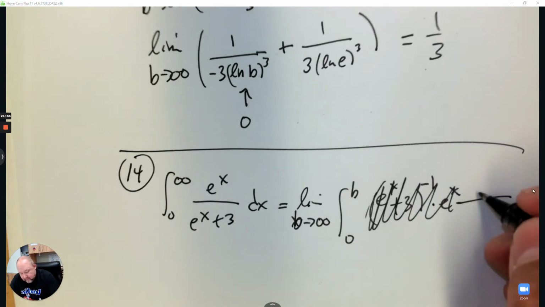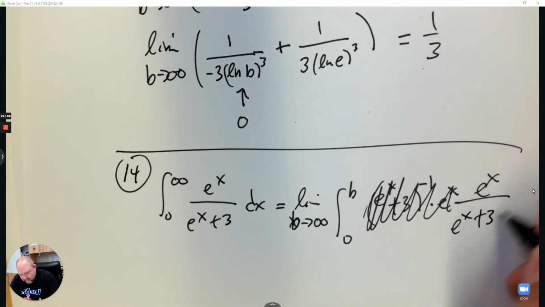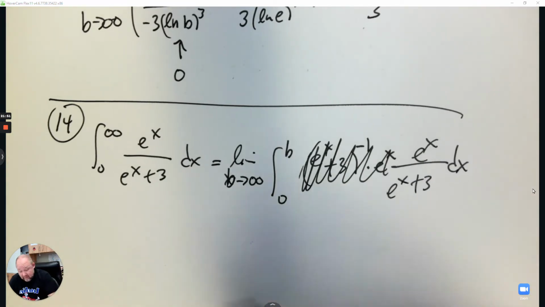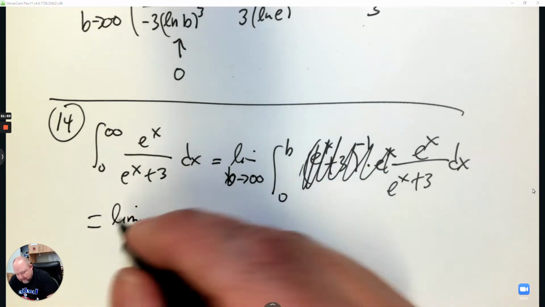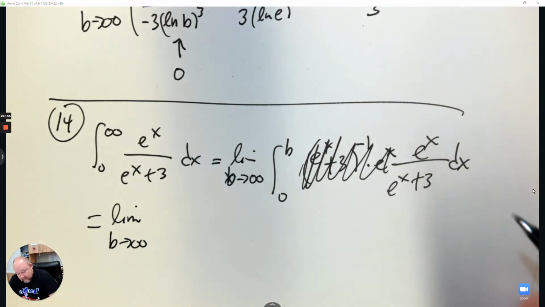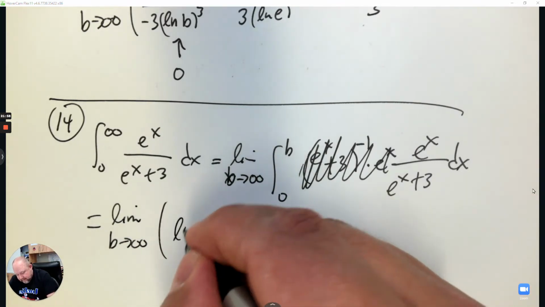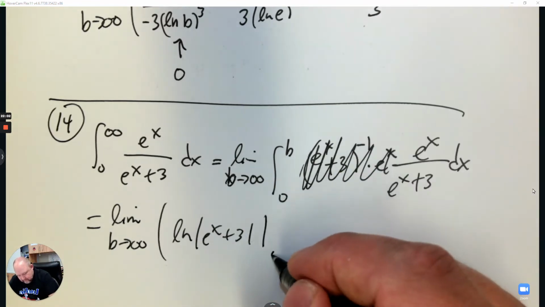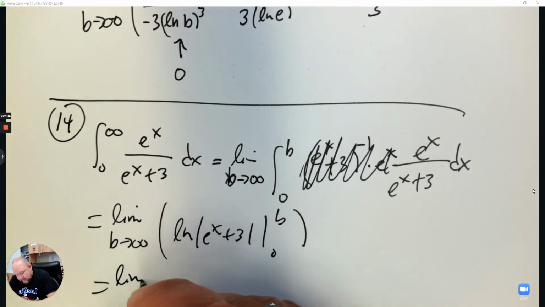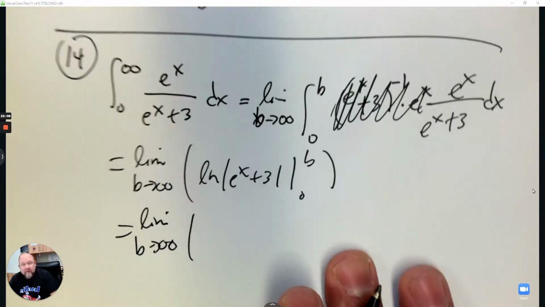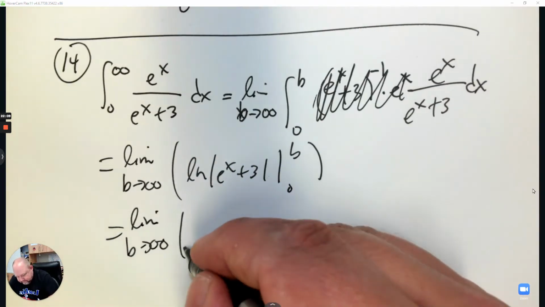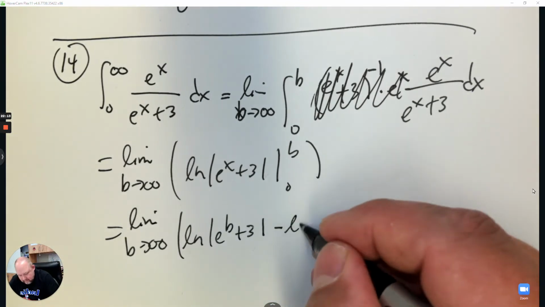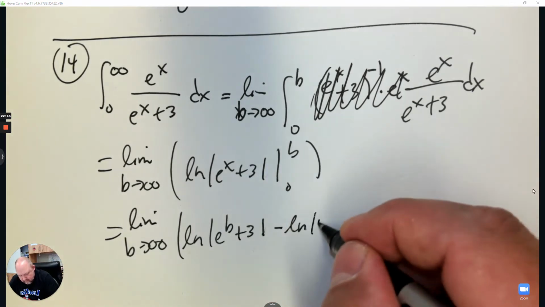So it's a logarithm. First thing you should check, right? When you take the derivative of the bottom, does it match the top? Yes, it's a logarithm. So we're going to write a limit as b approaches infinity, and we're going to integrate it. It's ln of e to the x plus 3 from 0 to b. Keep the limit notation. Now we're going to substitute in b. Subtract, plug in 0. E to the 0 is 1, so it's ln 4.